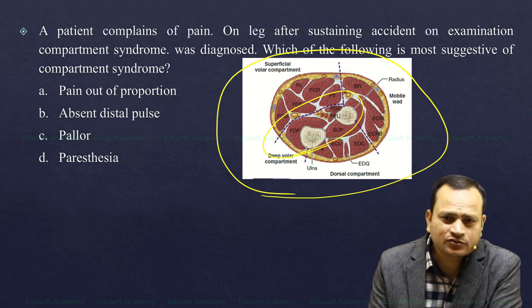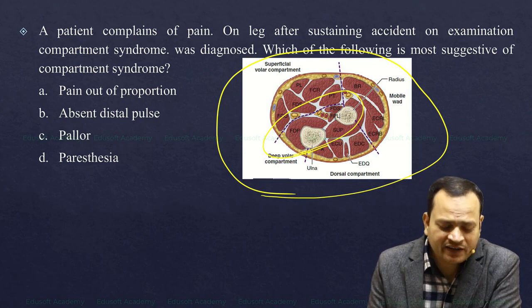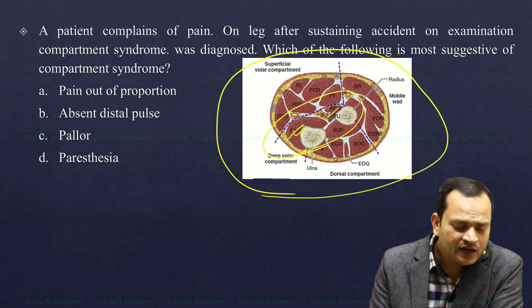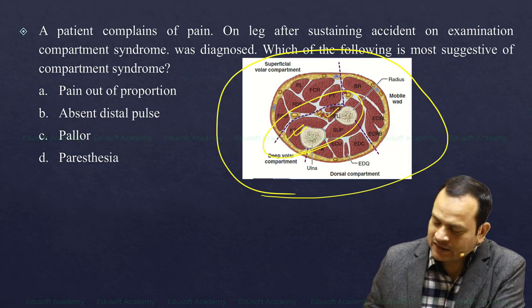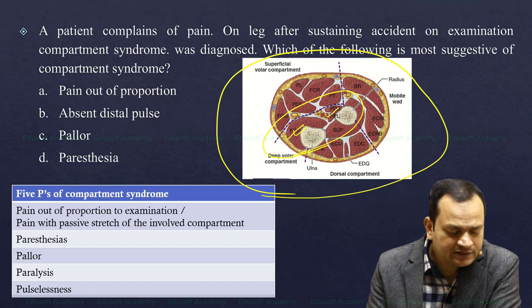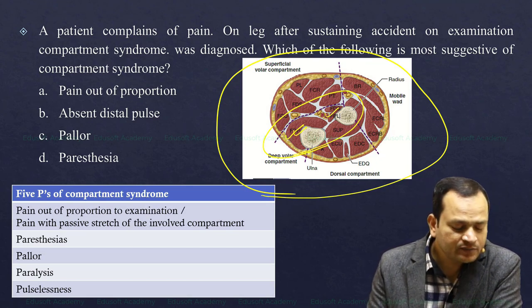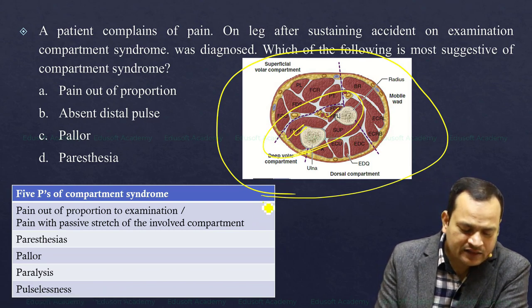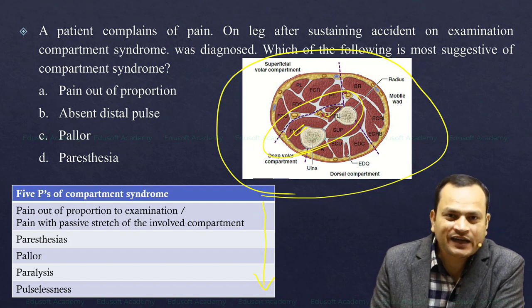They can also ask which is the most commonly affected muscle. You see, it is the FDP and FPL which are most commonly affected. Now let us see the signs. All these options are suggestive of compartment syndrome, but these are the signs. This is the sequence in which all these signs appear.